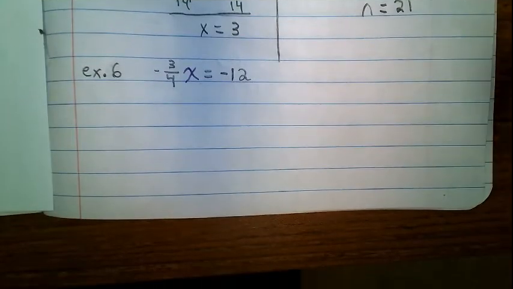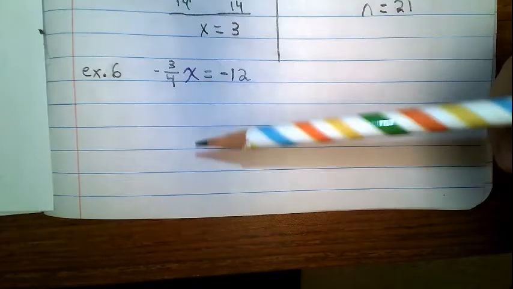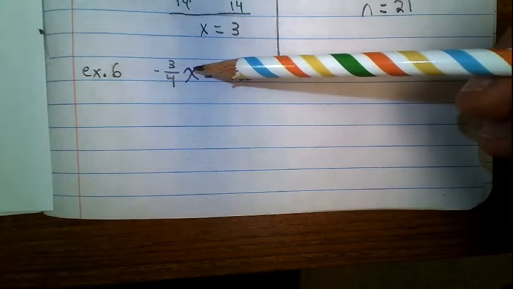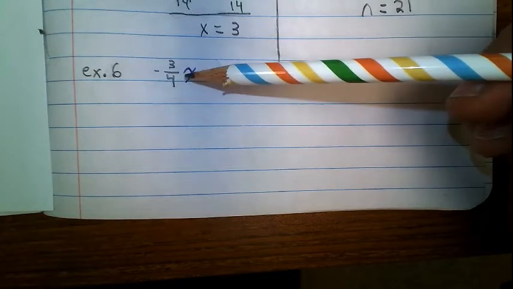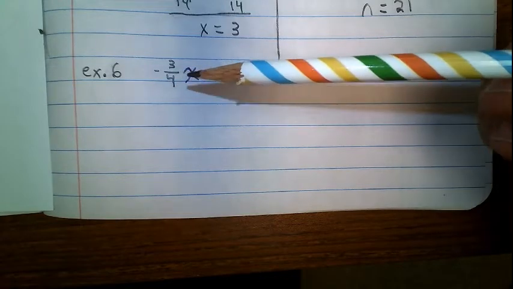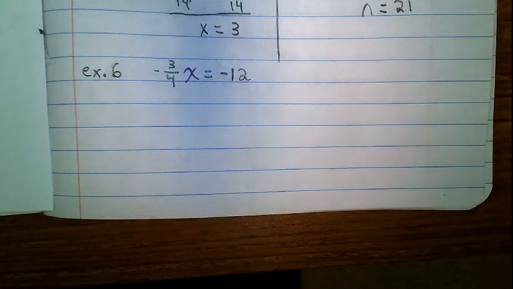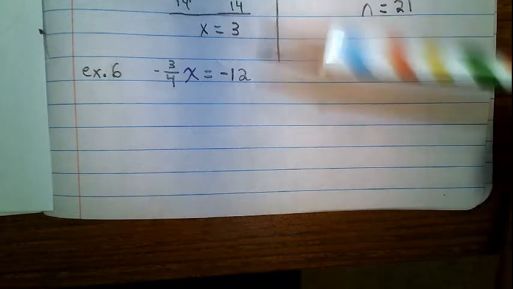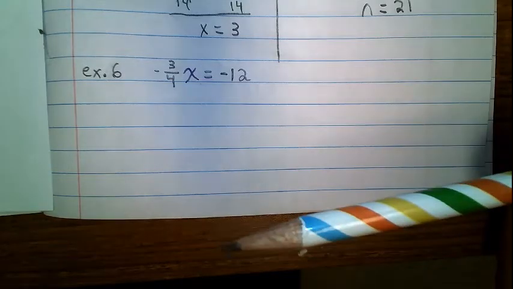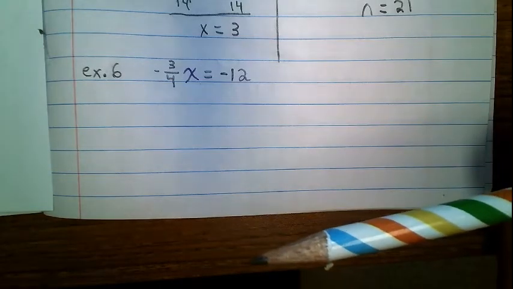For example 6, we have negative 3/4 x equals negative 12. Now you recognize that we have a number next to a variable, they're side by side, so we have multiplication. But this is kind of a tricky multiplication because we're multiplying by a fraction. And when you multiply by a fraction, you have both multiplication and division, right? Because you have a fraction bar here. So how do you get rid of that?